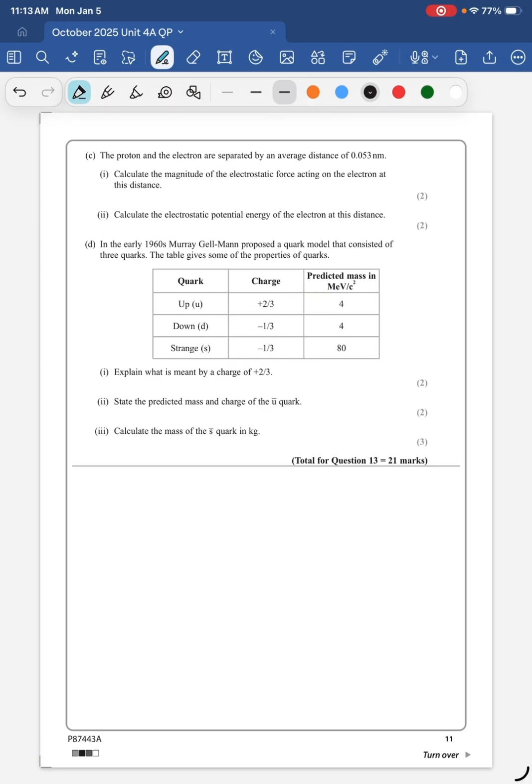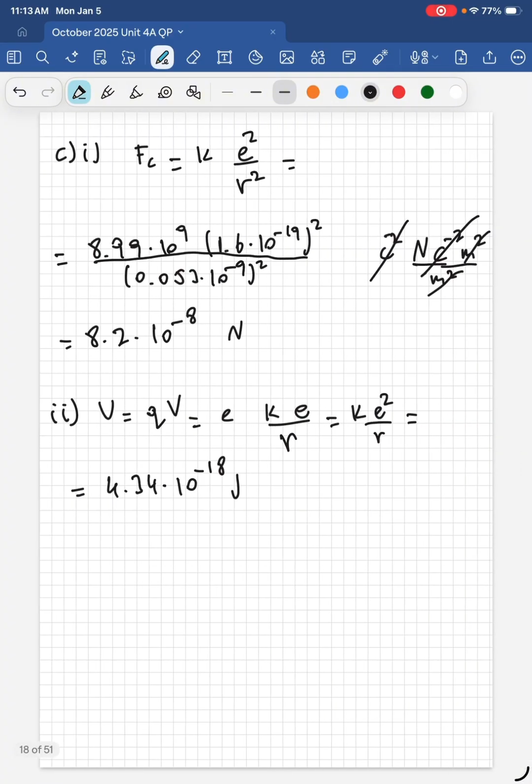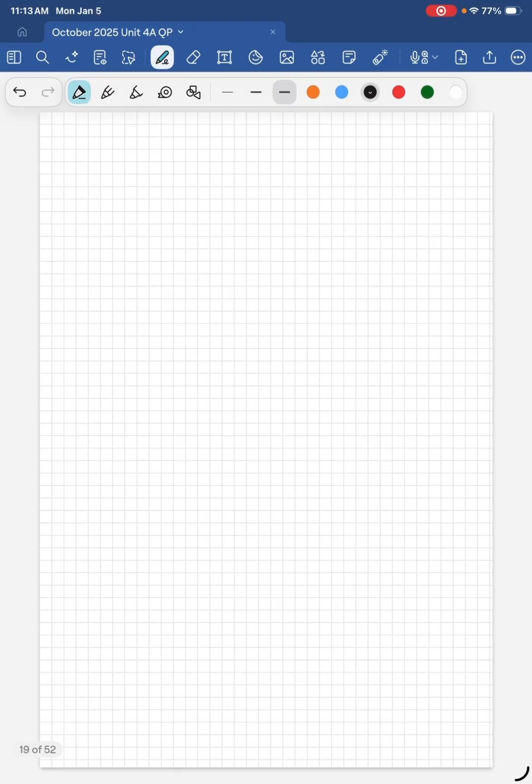Okay, and now part D. In the early 60s, Murray Gell-Mann proposed a quark model that consisted of 3 quarks. The table gives some of the properties of quarks. Explain what is meant by a charge of plus 2/3. This is sometimes called fractional charge. So plus 2/3 simply means 2/3 times e, the charge of the electron. I don't think there is anything else to say.